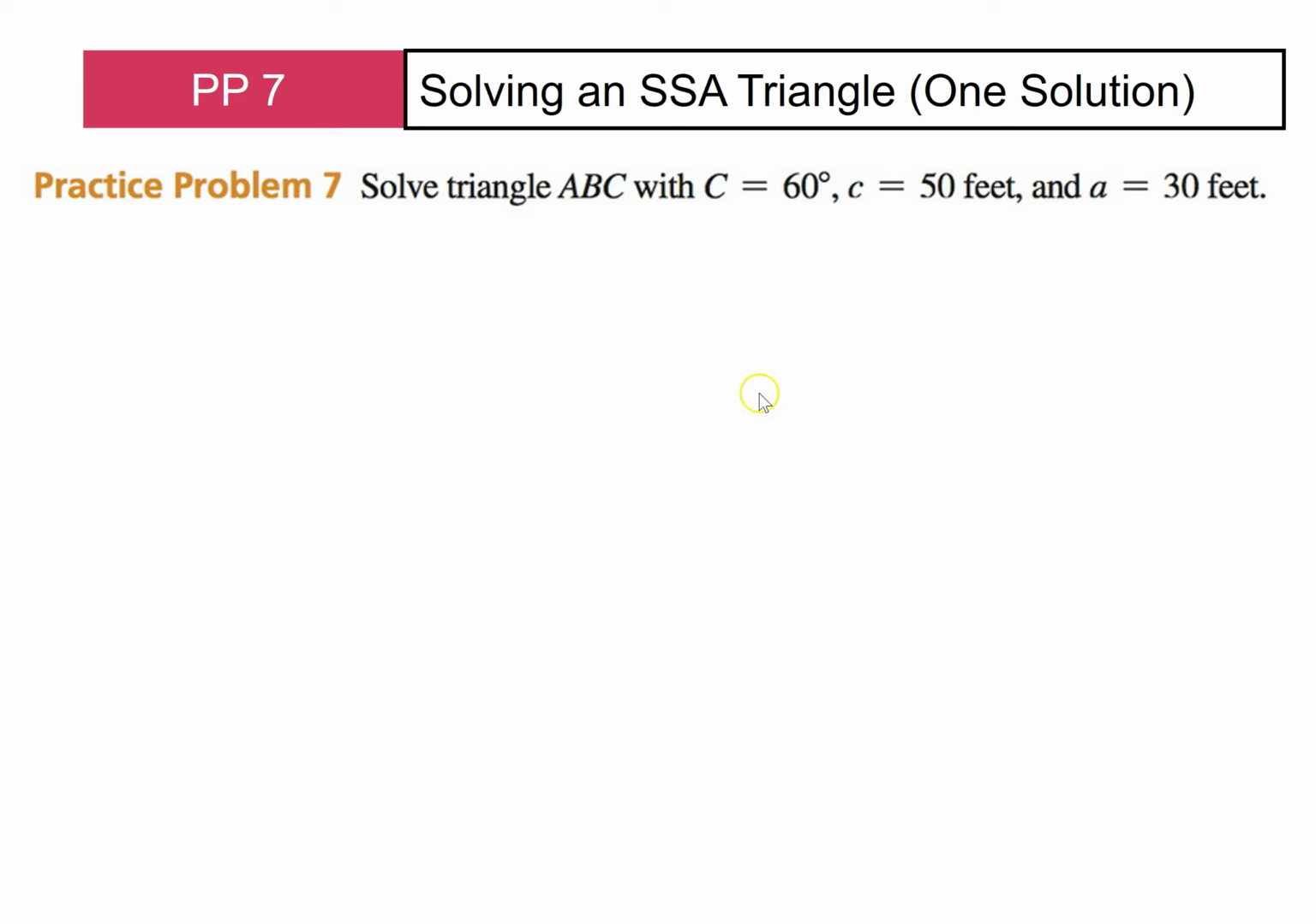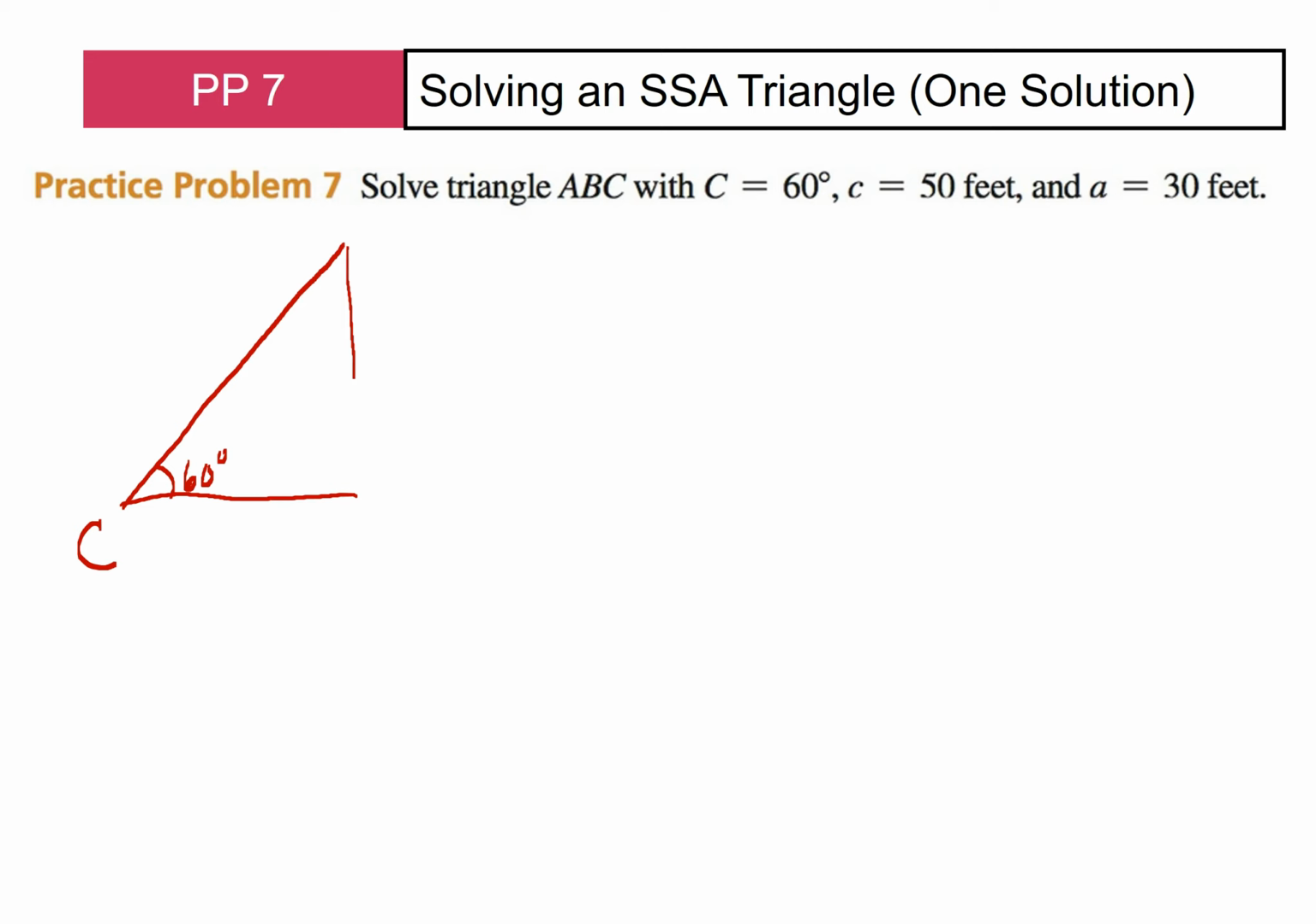All right, next one. Again, the description gives it away: the SSA, the ambiguous case, but we have one solution now. C is an acute angle. I'm going to set it up like this. Again, same exact setup. In this case, though, the triangle labeling has been switched. This is C over here.